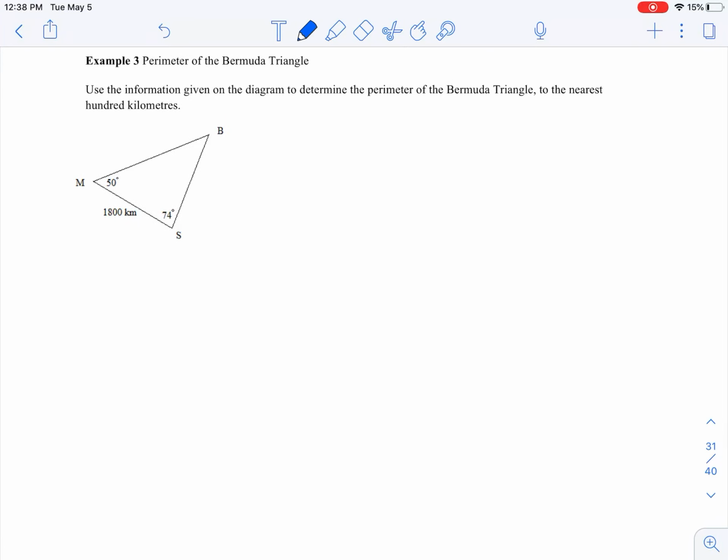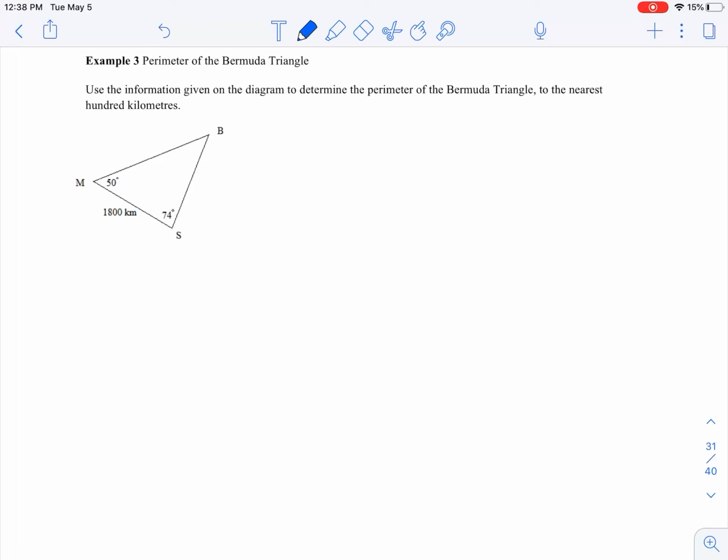Number 3. Perimeter of the Bermuda Triangle. So use the information on the diagram to determine the perimeter of the Bermuda Triangle to the nearest 100 kilometers. So we have to set this up to find one complete ratio and a half of another ratio.